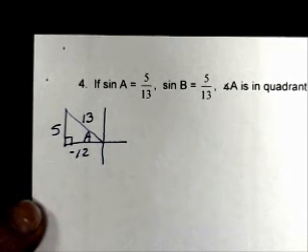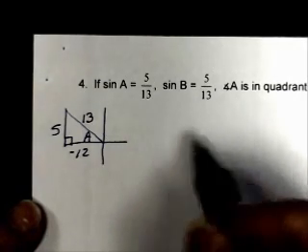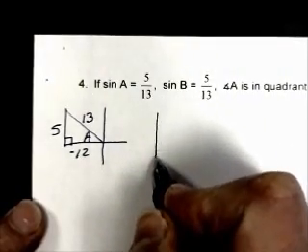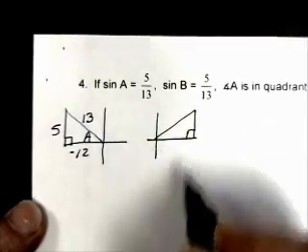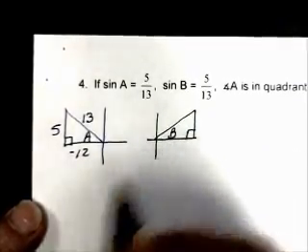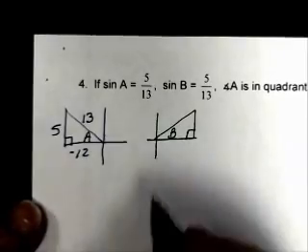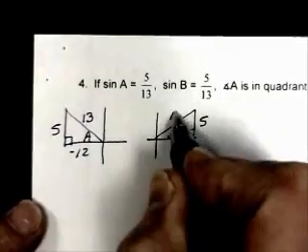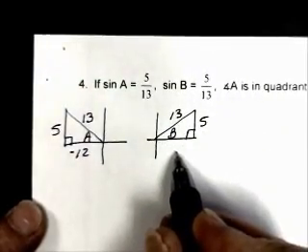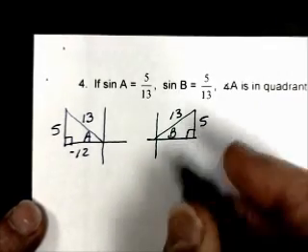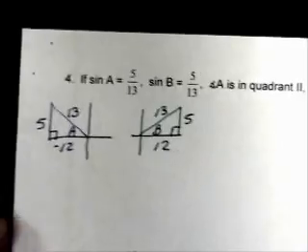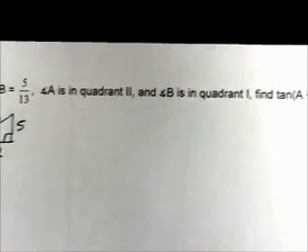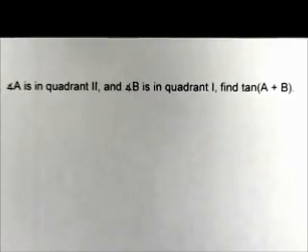And the sine of B is 5/13, and angle B is in quadrant 1, so we'll draw another triangle, this one in quadrant 1. Make sure we label this angle B, and its sine is 5/13. So again, that means its adjacent side is 12. And we want to find the tangent of A plus B.